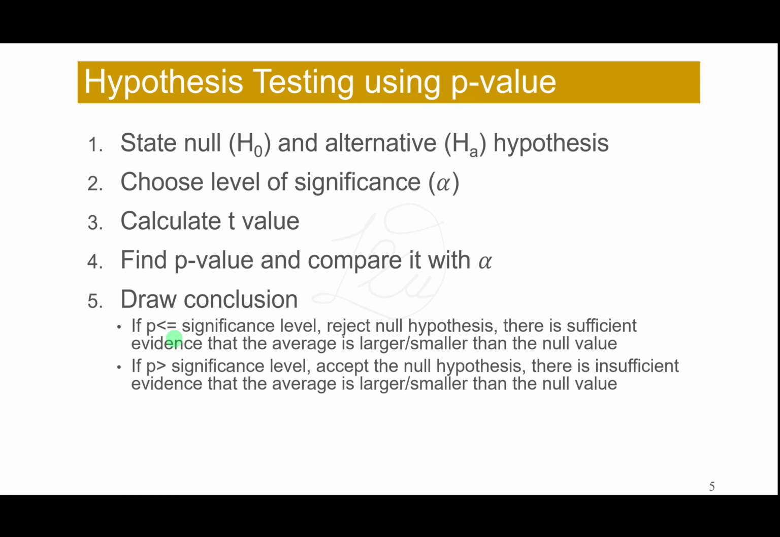If p is less than or equal to the significance level, we will reject the null hypothesis, and there is sufficient evidence that the average is larger or smaller than the null value. If the p-value is larger than the significance level, we will accept the null hypothesis, and there is insufficient evidence that the average is larger or smaller than the null value.